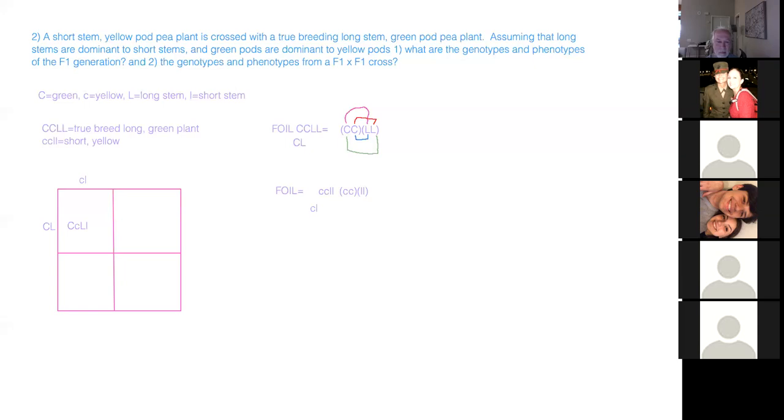What is my genotype, first off, for the F1 generation? The capital C, small c, and capital L, small l. Big C, little c, big L, little l. That is the genotype of my F1. That's correct. What am I going to get then for my phenotype for my F1s? Green long stem and yellow short stem.